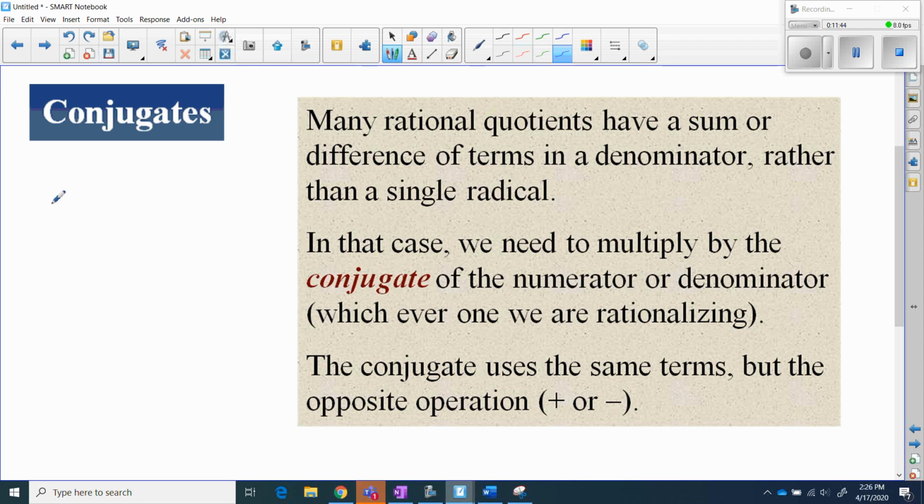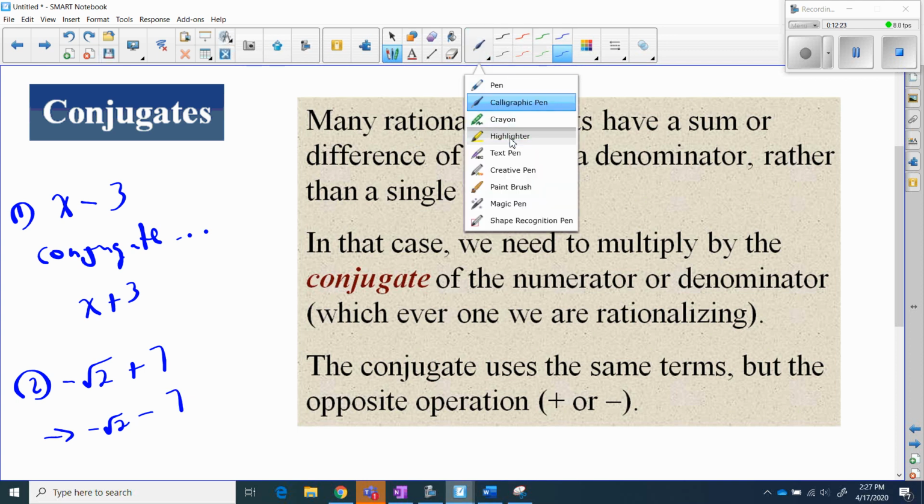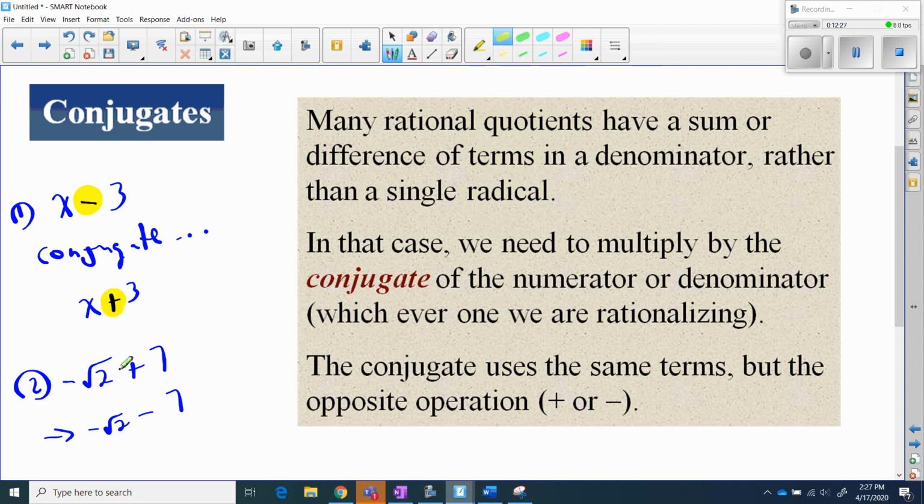Before I even get to radicals, if I just said x subtract 3, its conjugate is when you keep the exact same terms, and the only thing you switch is the sign between them. So with radicals, let's say I had negative square root 2 plus 7. The conjugate would be negative square root 2 subtract 7. The only thing that changed is the sign between the two terms, plus to minus. Notice this one. Sometimes we ask, how come you left that one? Because we only change the sign between those two terms, no other signs. That's what conjugate means: the same terms, but the opposite operation, addition and subtraction.